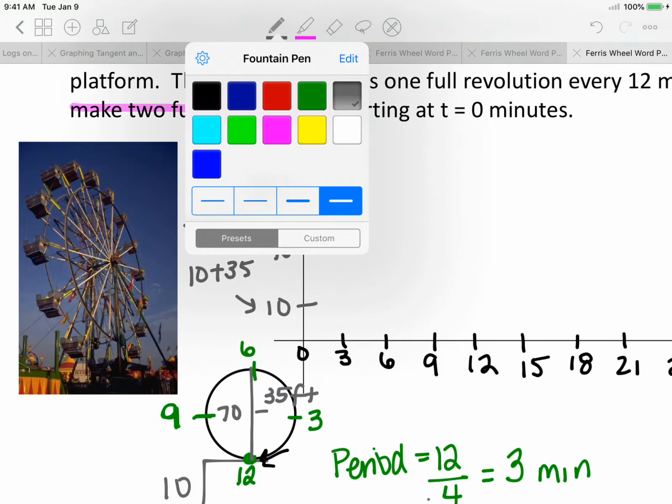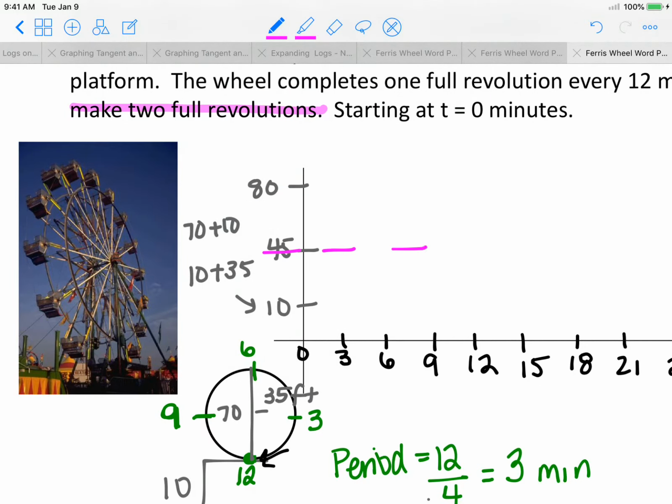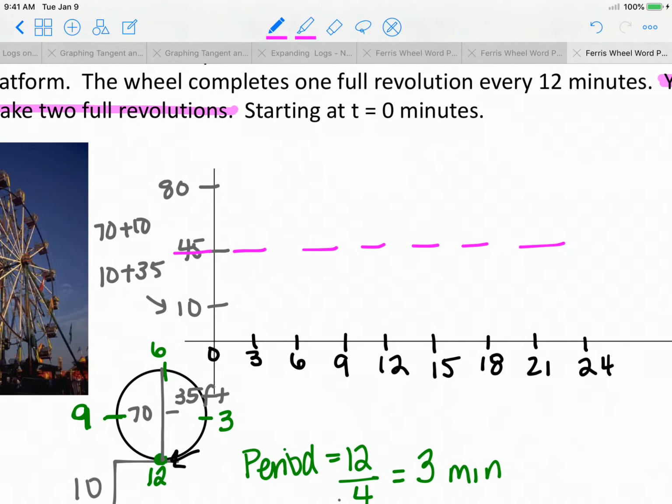So what is your midline going to be? Well, your midline is going to be 45 feet. So that's going to be your midline. So we're starting at 10 feet in the air, and at 3, we're going to be halfway up, so we're going to be at 45, your midline. At 6 minutes, we're going to be all the way up at 80. At 9 minutes, you're going to be back at 45, halfway down. And then at 12, you're going to be back around.